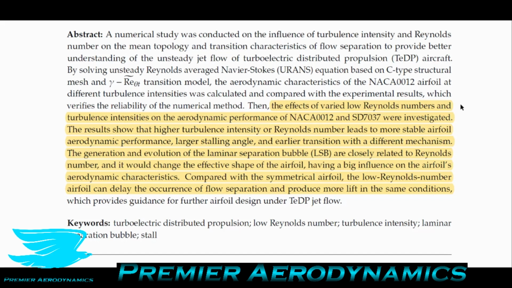The SD 7037 is a little bit different. It's a little bit more of a niche airfoil. It's fairly thin. It has a thickness ratio of, I think, 9.2% or 9.3%, something like that.